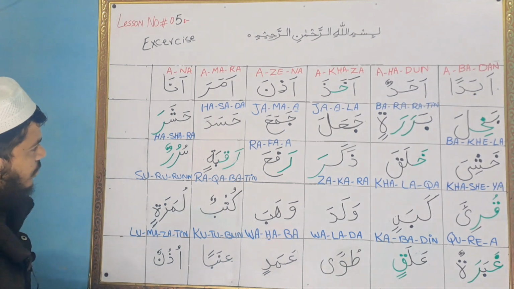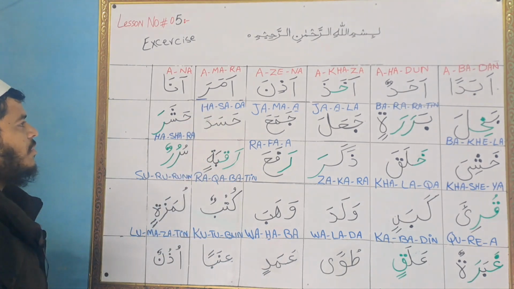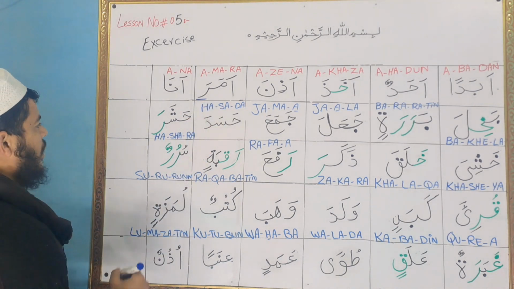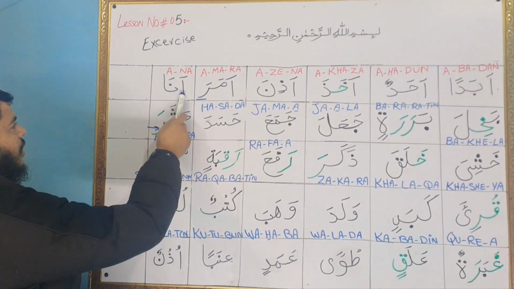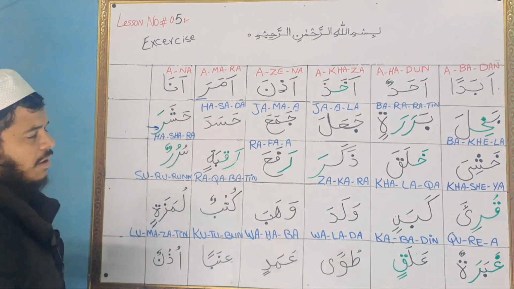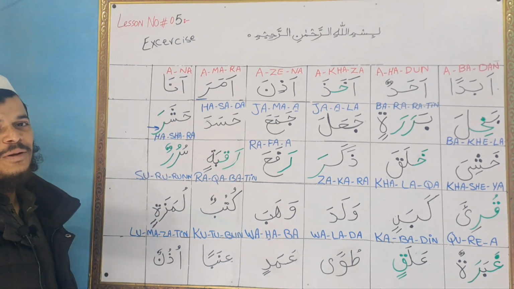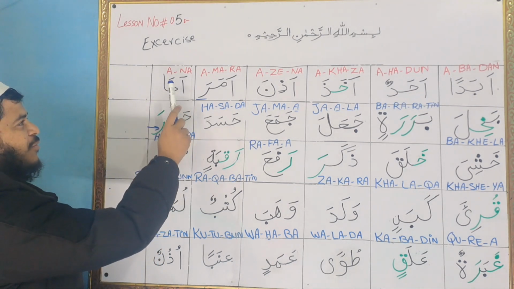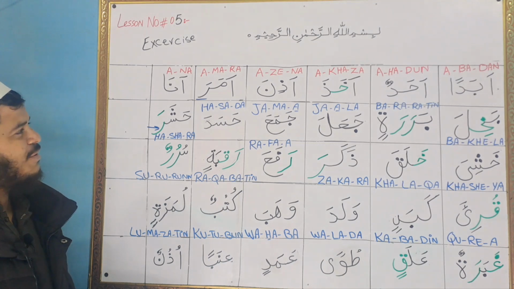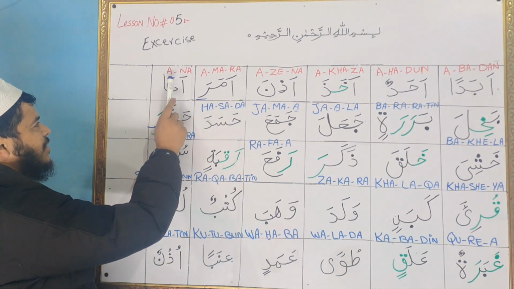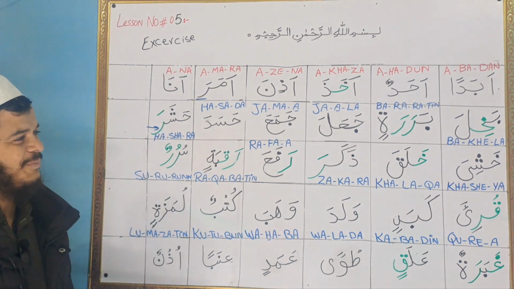So basically the Ra letter should be in green if we are representing Ra as a bold letter. You can see right there. Then Hamza Fatha A, Noon Fatha Na, Ana. I remember one of my students named Anna, and she used to spell like that. But we are writing in Arabic sound, so we will remember it as Ana instead of Anna.